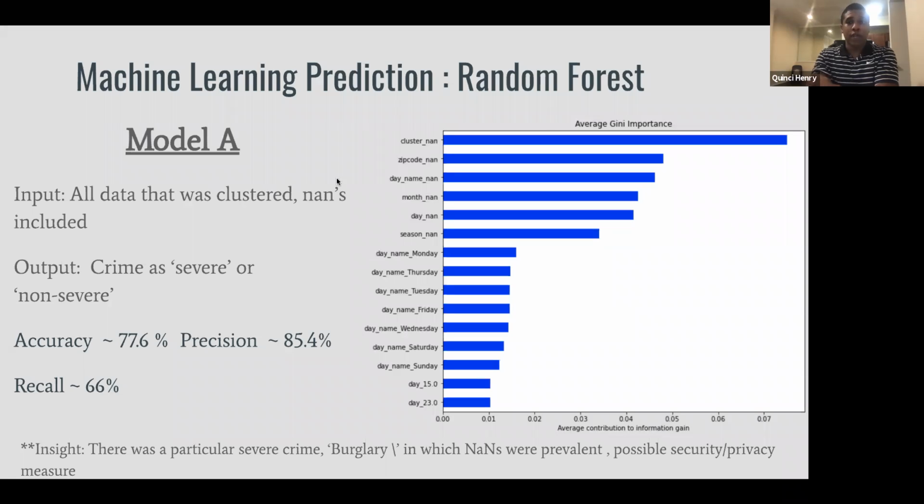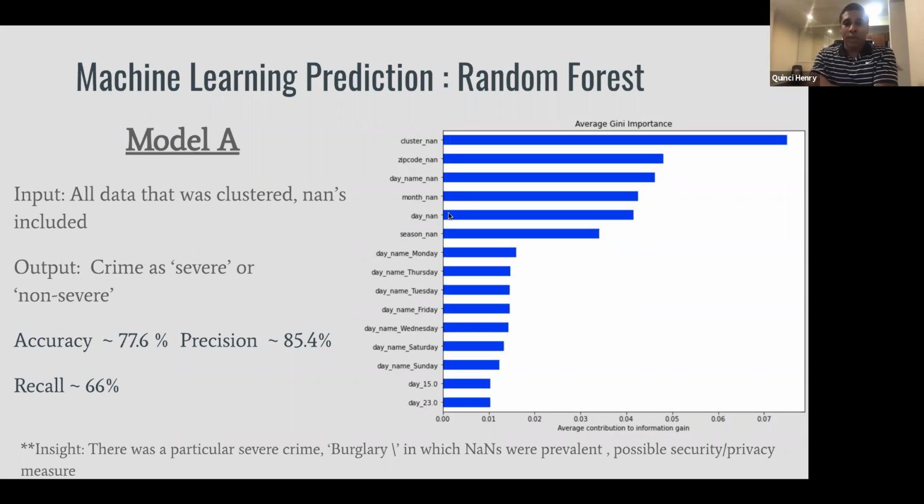The first model we did was a random forest. All data was clustered, NaNs were included, and we see at the top of our Gini distribution, the most important features were those that were NaN. These are our scores, decent.